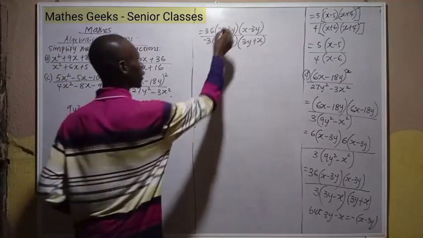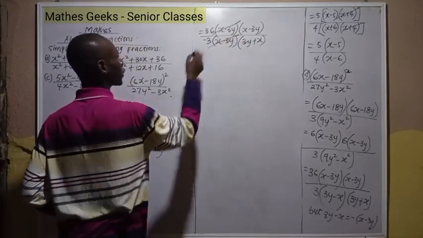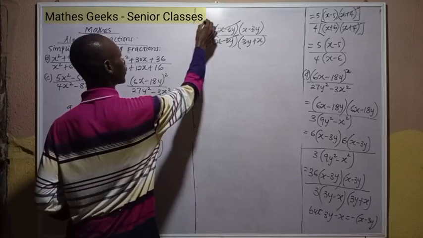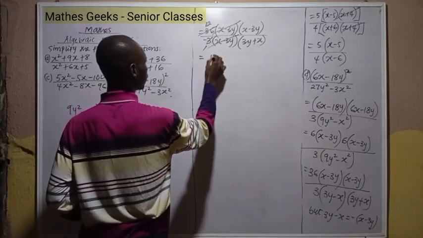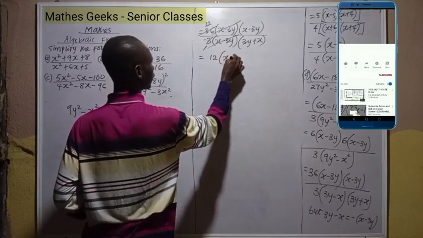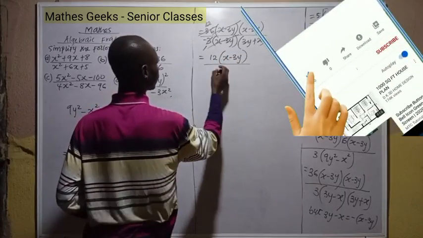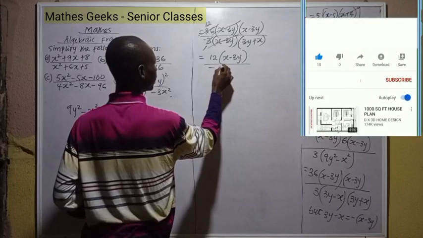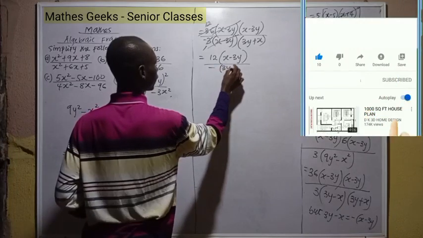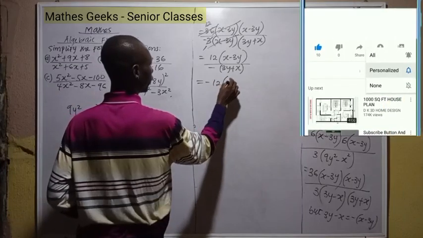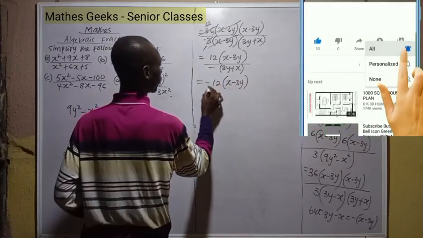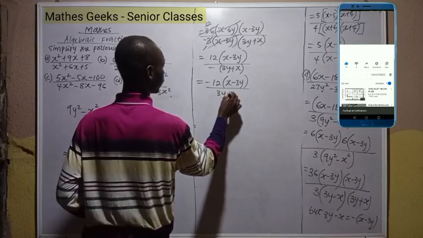So with this we can eliminate this, and then 3 here, 1, 3 here to give us 12. So we're going to have our final answer to be 12 times x minus 3y over minus 3y plus x, which is also equal to minus 12 times x minus 3y over 3y plus x.